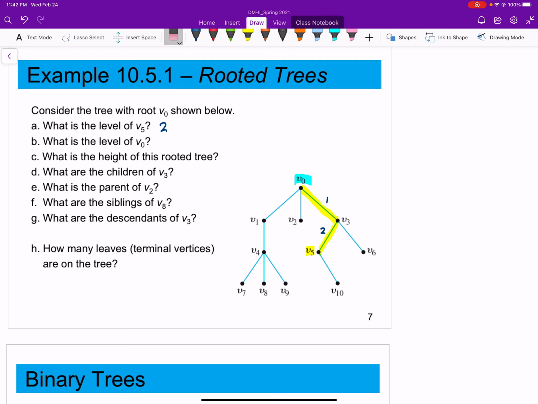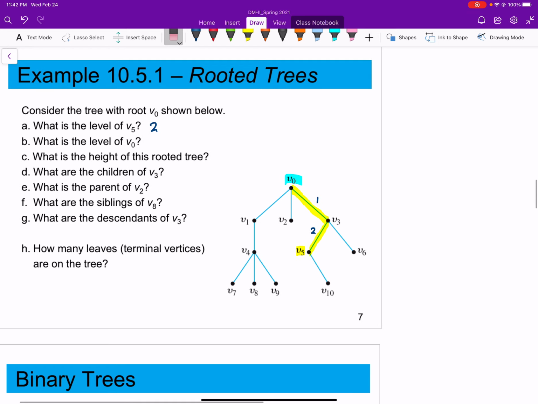Okay, what is the level of v0? v0 is right here. So no level for that. That means level 0. That is the start. Okay, that's level 0. What is the height of this rooted tree? What's the height? For the height, you have to measure the largest level of this tree.